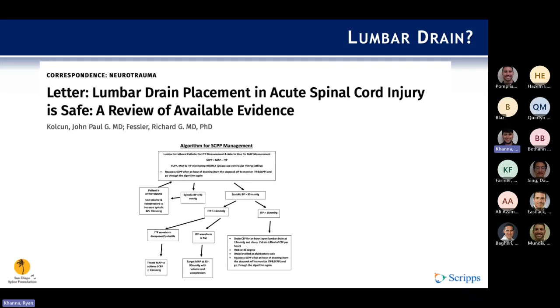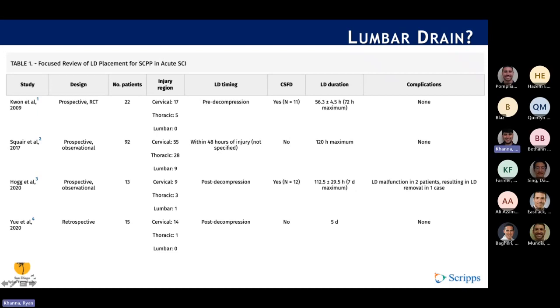Out of Rush, where I trained, they published a correspondence looking at a meta-analysis of 4 articles on lumbar drains, and overall it appears to be pretty safe. So more and more centers are starting to put these in for patients with spinal cord injury. While there aren't a lot of patients, there are 145 patients, and all of them show a very minimal risk of complications.